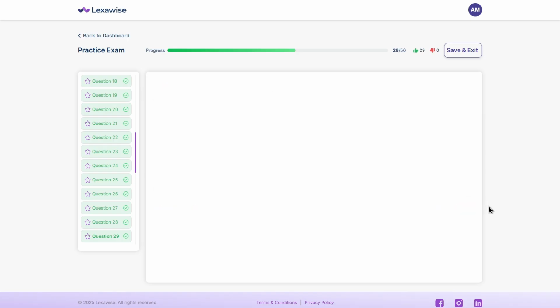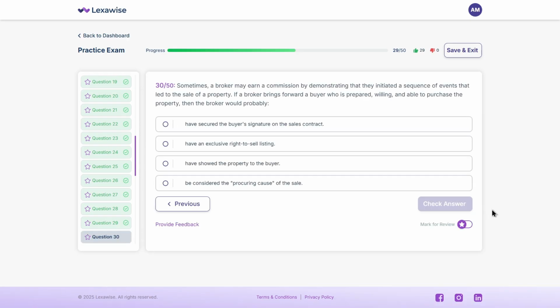Here's a good one. Sometimes, a broker may earn a commission by demonstrating that they initiated a sequence of events that led to the sale of a property. If a broker brings forward a buyer who is prepared, willing, and able to purchase the property, then the broker would probably A. Have secured the buyer's signature on the sales contract. B. Have an exclusive right to sell listing. C. Have showed the property to the buyer. D. Be considered the procuring cause of the sale. Take a moment to reflect.